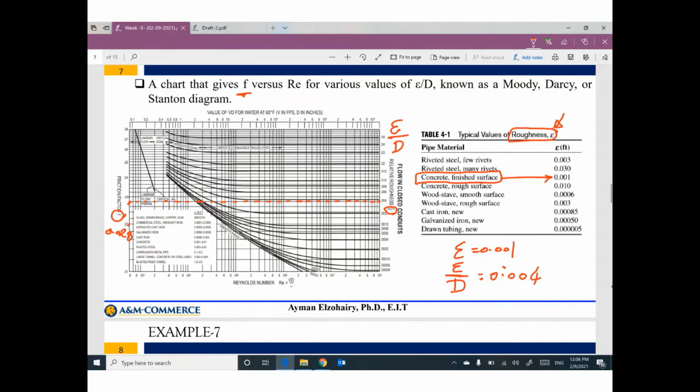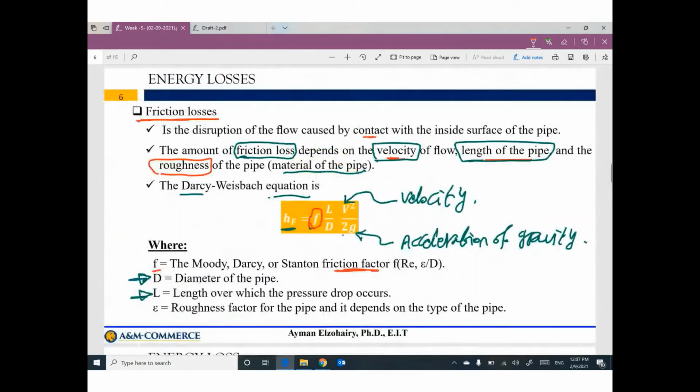Roughness from this table based on the material. So probably in the problem, I will give you the material used for the pipe. From this table, you can figure out the roughness. Then divide this roughness by diameter to get a value. Put this value here, go to the other side. You can figure out the value of F, which is the friction factor used in this equation. That makes sense?